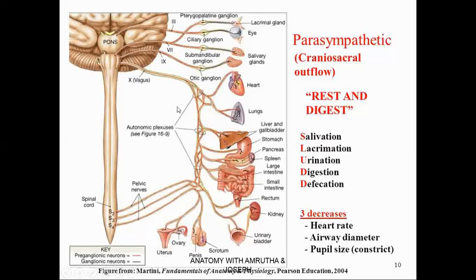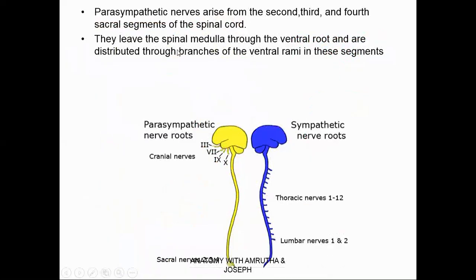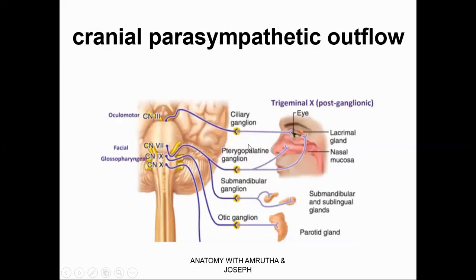Let's see how this happens. In the sacral region, the second, third, and fourth sacral segments of the spinal cord have the lateral gray horn through which the parasympathetic outflow occurs, and through the cranial nerves 3, 7, 9, 10. In the sympathetic system, the outflow is through the thoracic level, thoracic nerves 1 to 12, and lumbar 1 and 2. Now let's see the cranial outflow of the parasympathetic system.